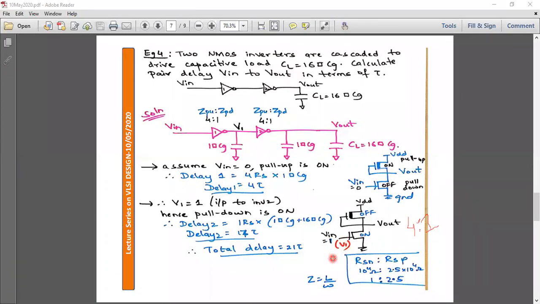So when input is 1, pull down is considered to be on. So when input is 1, pull down is on. So for the second inverter, the pull down ratio is 1 into capacitance. We have two capacitors connected in parallel, so the equivalent is the addition of both: 1 plus 16 Cg. 17 Cg into 1 Rs gives you 17 tau. So the total delay is 17 tau plus 4 tau, 21 tau.